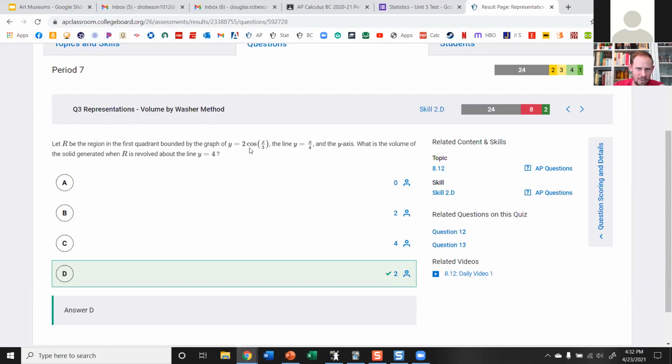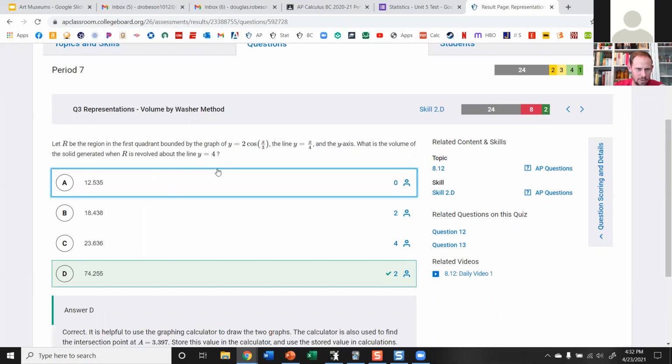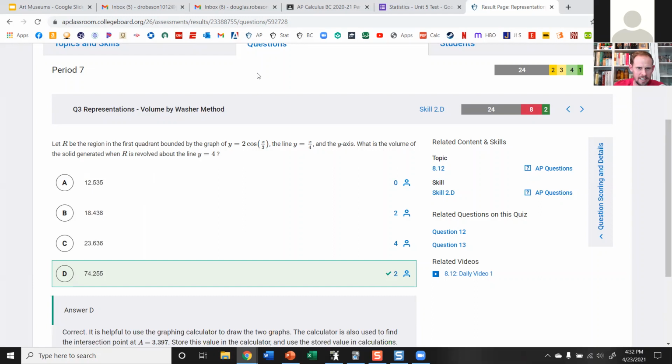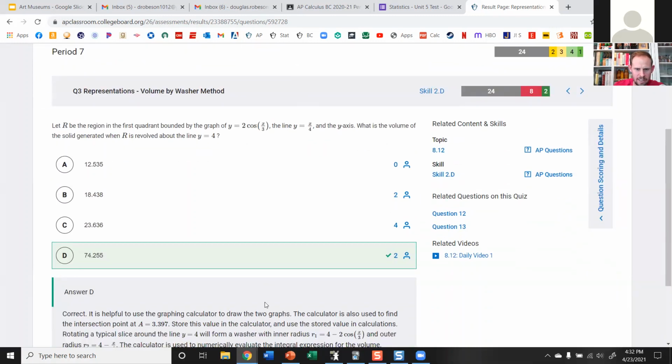Let's see. So we've got cosine of that and y equals x over 4, and we're revolving around y equals 4. And they didn't give us a graph. So sometimes they will give you a graph. Oh, that's right. I got to turn on that. I'm actually annotating here. So first we need to sketch this just to get an idea what's on top, what's on bottom, where we're rotating around.